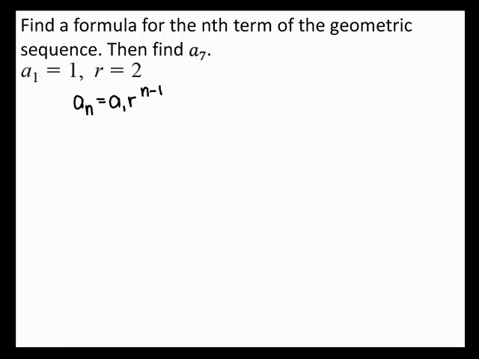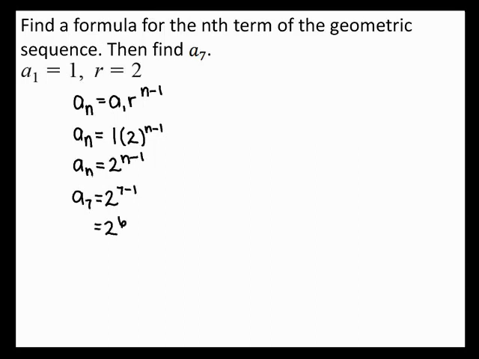Substitute 1 in for a sub 1 and 2 in for r. Simplify 1 times 2 to the n minus 1. You find the formula to be a sub n is equal to 2 to the n minus 1. Substitute 7 in for n. Simplify 7 minus 1. Simplify 2 to the 6th. You find that a sub 7 is equal to 64.